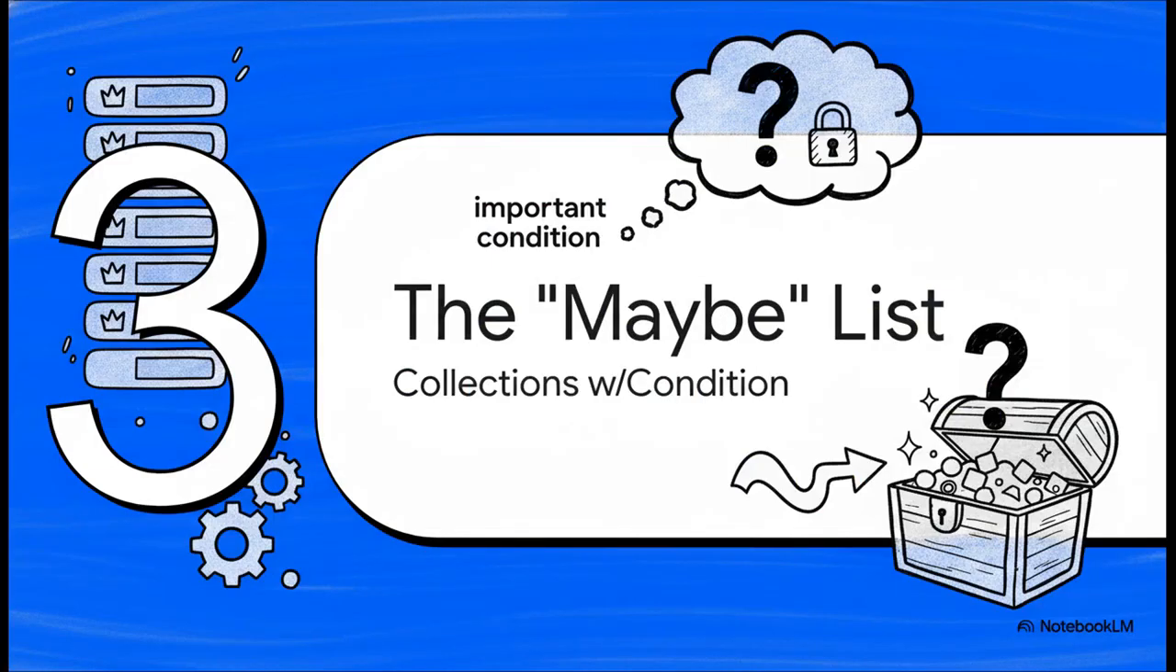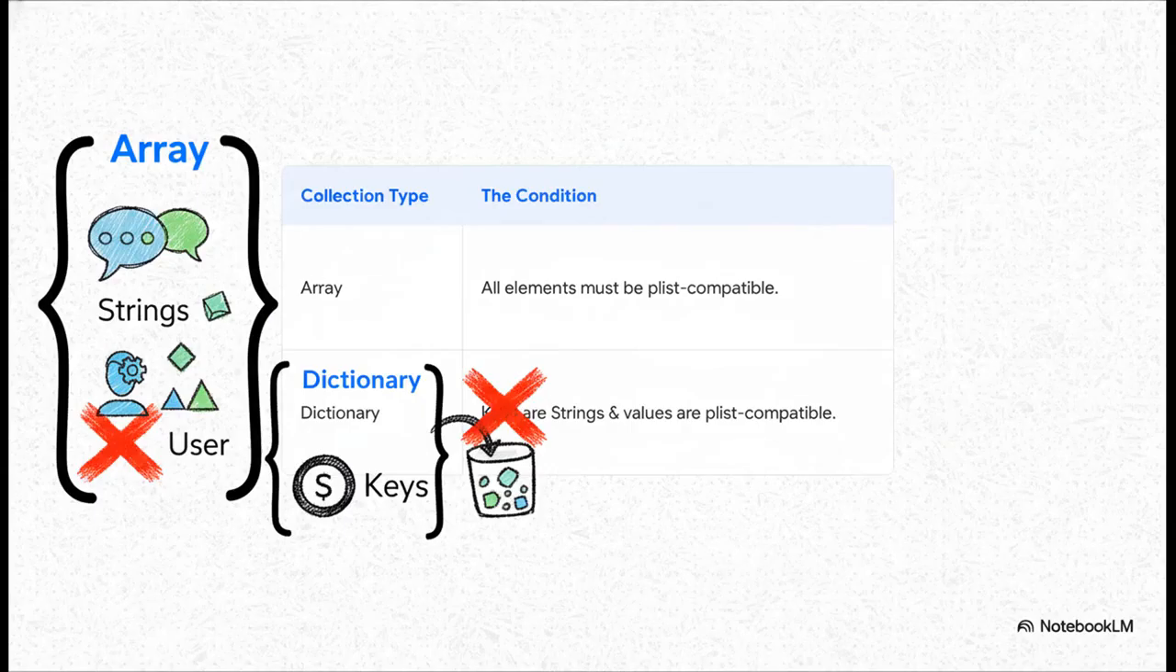Okay, so the basics are covered. But what about putting a few things together, like a whole list of high scores in an array? Well, that brings us to the maybe list. You can do it, but there's a catch. You can totally save an array or a dictionary, but only if every single thing inside it is already on our yes list. So an array of strings? Great. An array of ints? Perfect. But an array of your custom user objects? Nope, that won't work. And for dictionaries, the rule's even tighter: the keys have to be strings, and the values have to be from that yes list.